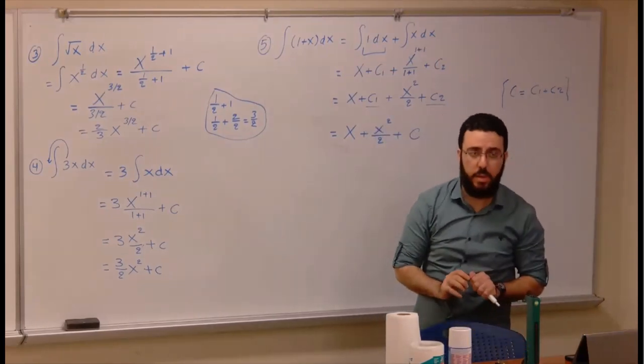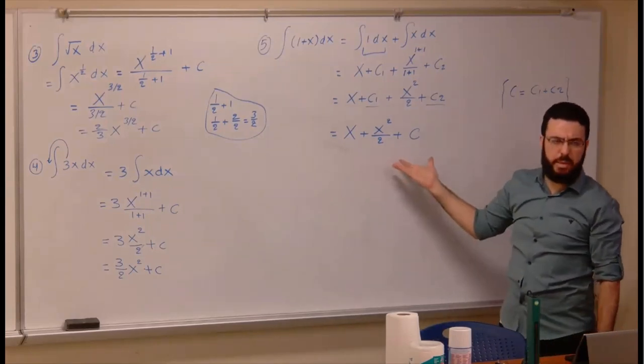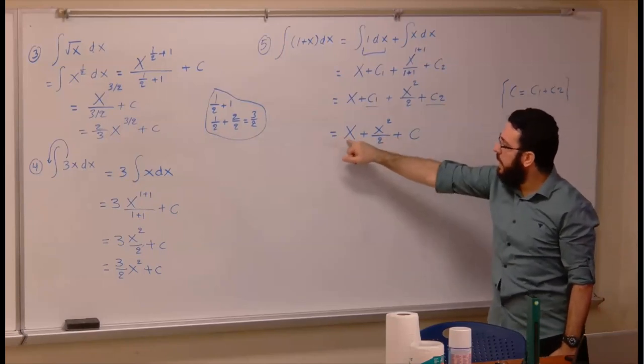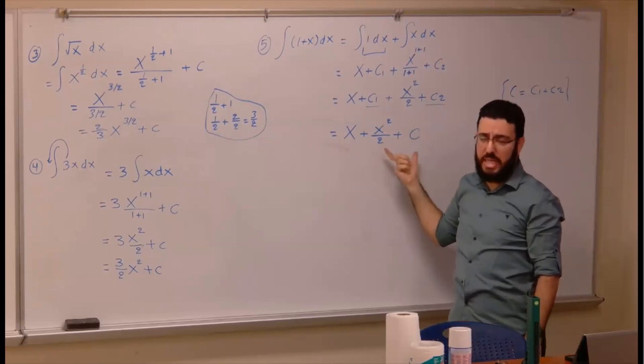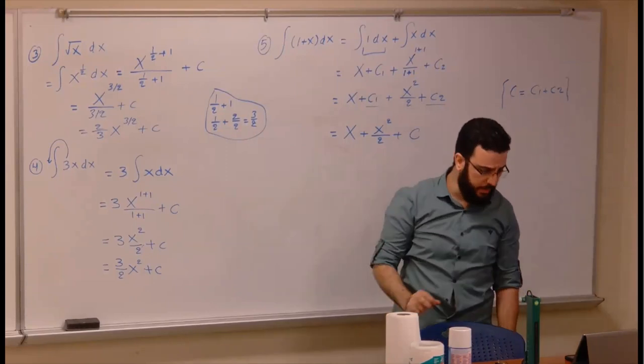In that example, do we need to combine the x, like to simplify it? You can simplify it, or you can keep it like this. It's fine. Like you can multiply by 2, it's going to be 2x, x squared, and 2c. But the main thing, the integral for this function is going to be this one. So you don't have to simplify it.